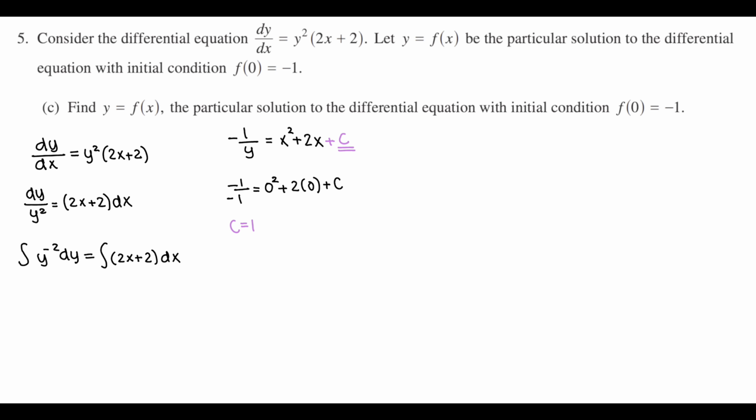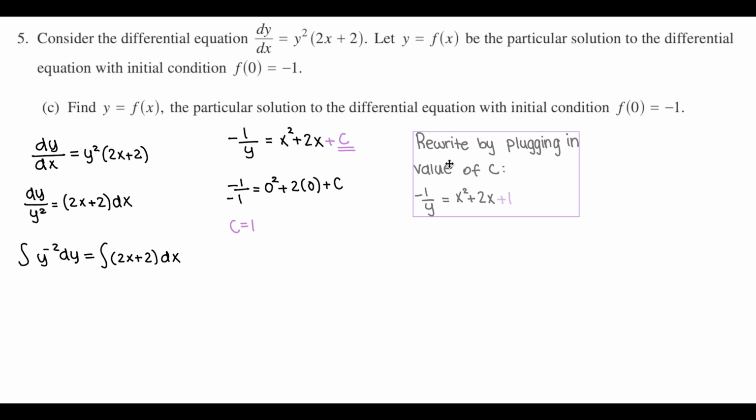Then we are going to rewrite the equation by plugging in the solved value for c. So we're going to have negative 1 over y equals x squared plus 2x plus 1. The only problem we have left here is that we want the equation to equal y, not negative 1 over y.